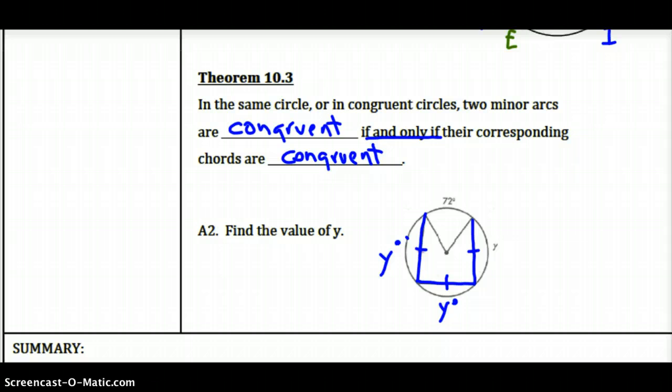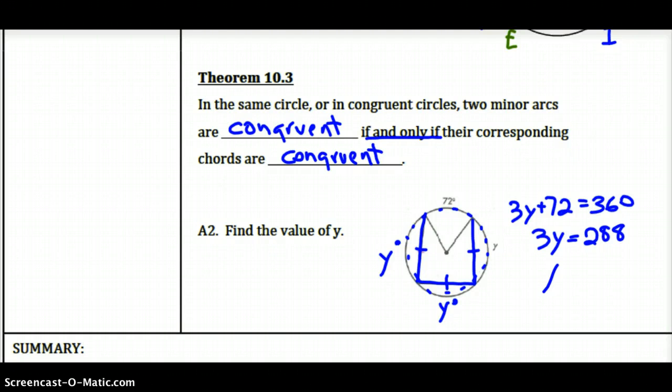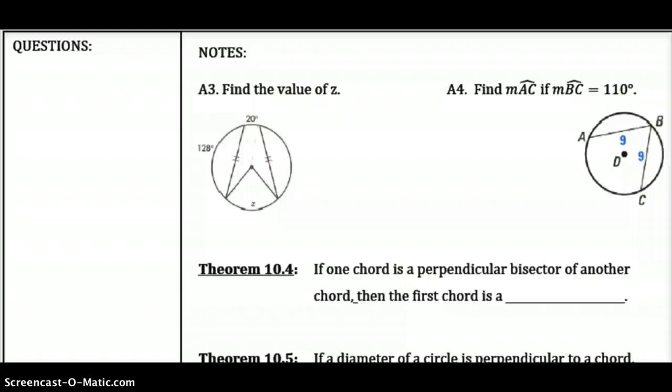So now we know all the way around the circle is 360 degrees. So 3y plus 72 equals 360 degrees. Let's just subtract 72 over, and we get 3y equals 288. And divide by 3, and we get y equals 96. So 96 degrees, 96 degrees, 96 degrees are what y has to be.